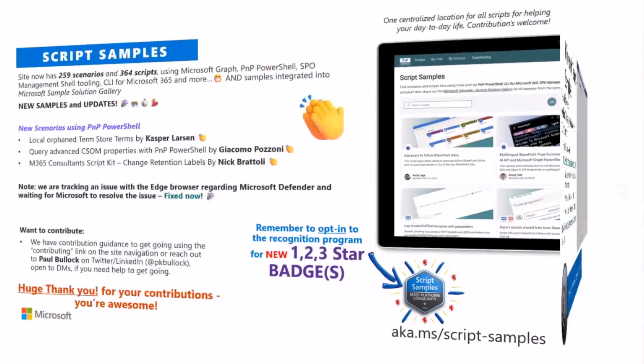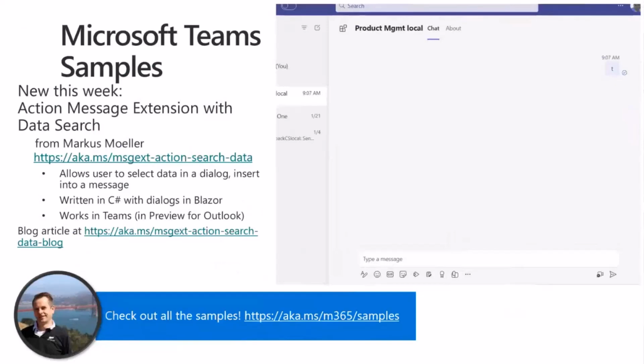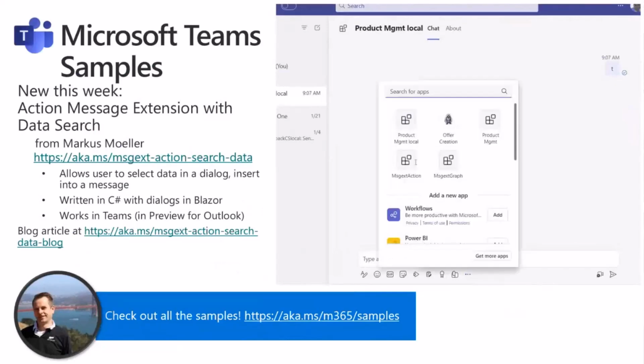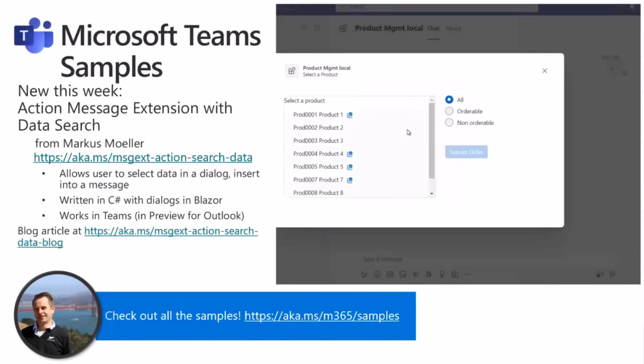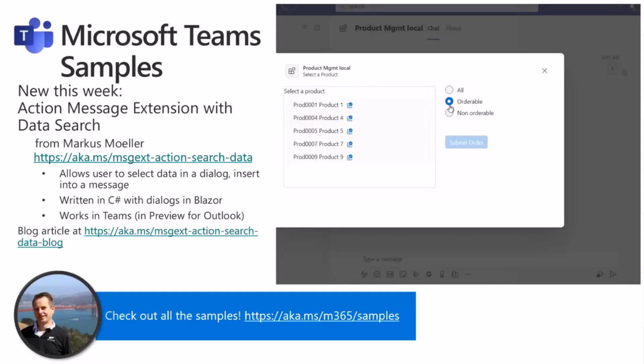Next up is Microsoft Teams samples. Marcus is back with an amazing new sample action message extension with data search. Marcus continues to impress and provide tons of value in these samples. We appreciate everything he's doing, and you can too. So check out all the samples and what's available there. If you have any questions, reach out to Bob German. He will absolutely get you set up and is a great guy to collaborate with.